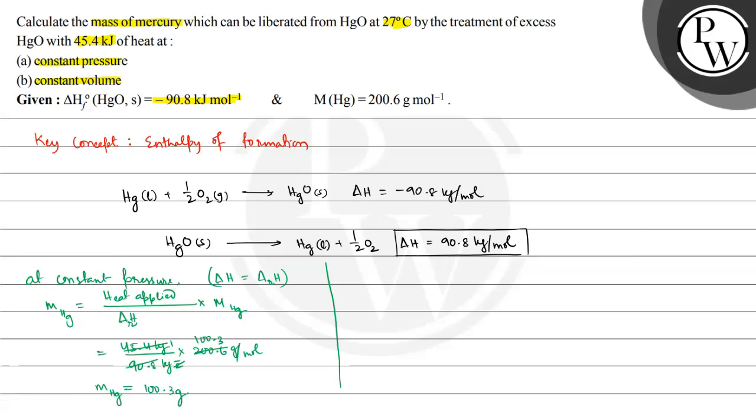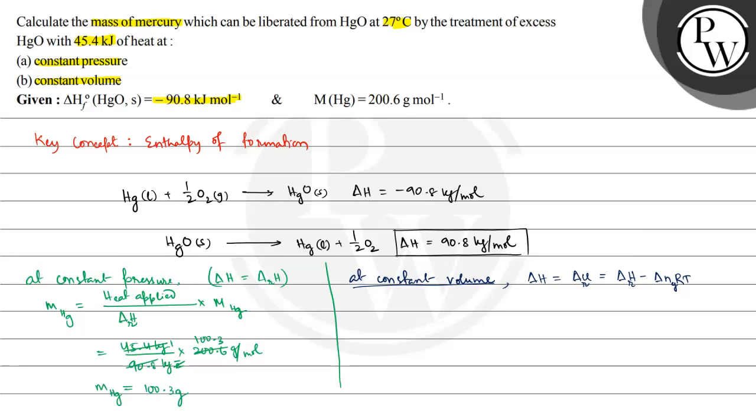Now let us calculate for constant volume. So at constant volume, we know the heat change will be the change in internal energy. That means delta H is equal to delta U of reaction, and that is equal to delta H of reaction minus delta n RT, and this is delta n gaseous. So यहाँ पर ये जो delta Ng है, that is the change in number of gaseous moles in the reaction.